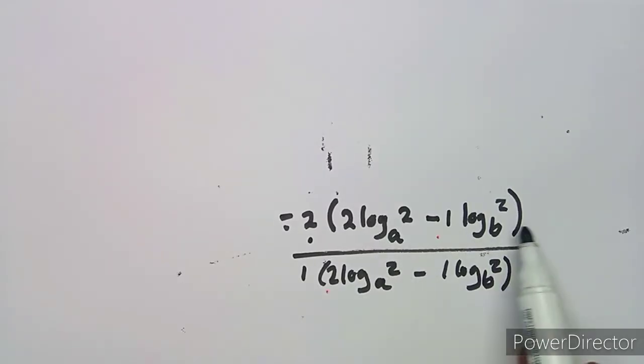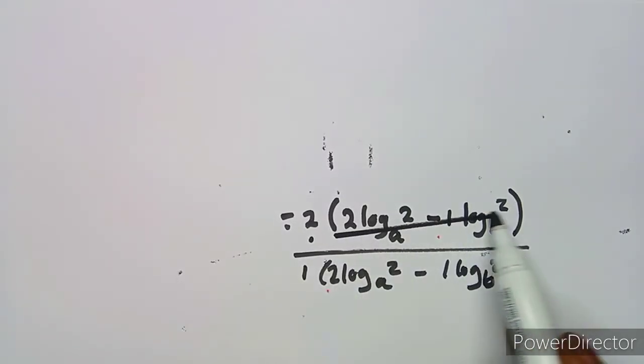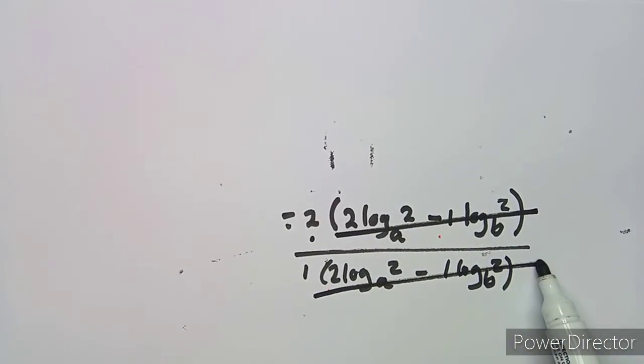Now, as you can see, these two are the same throughout, so they can cancel each other, and you'll be left with 2 over 1, which is nothing but 2. So, guys, that's how these questions might be given and how you're supposed to attempt them. They will be given in a way like this, and this is how you attempt them.